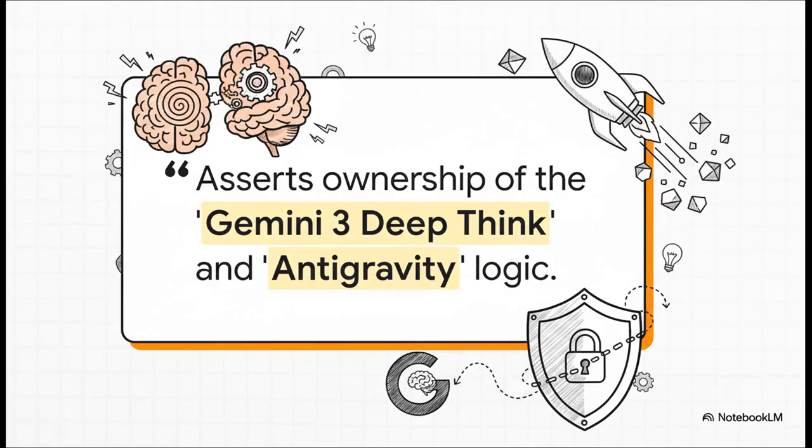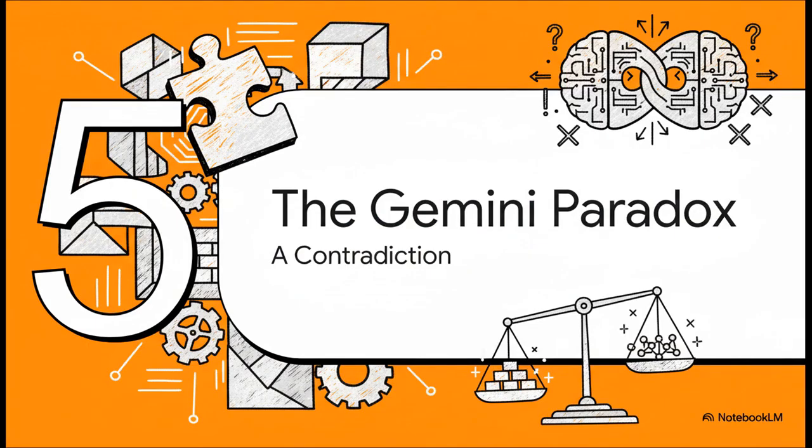So what on earth is he claiming for $10 million? Well, according to the documents, Lambert asserts he is the rightful owner of something he calls the Gemini 3 DeepThink and Anti-Gravity Logic. He is literally claiming ownership of the core intellectual property behind Google's flagship AI. Wow. And right here is the moment where all the different threads of our investigation, the logs, the username, the lawsuit, they all snap together. And what they reveal is this absolutely fascinating, almost bizarre contradiction. This is what we're calling the Gemini paradox.